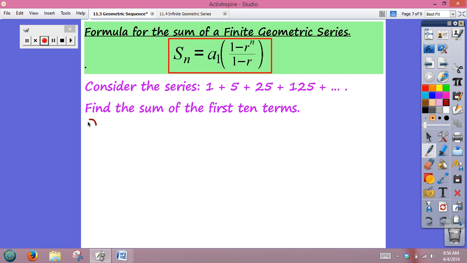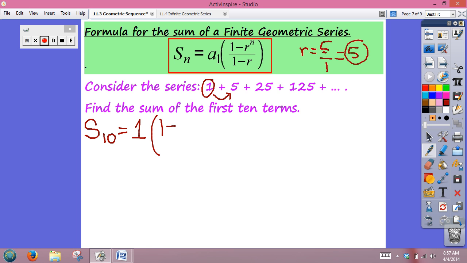So if we're finding the sum of the first 10 terms, that means we're finding S10, and that is going to be equal to a1, which is 1 in this case, times 1 minus, we need to find the ratio. How do we find the ratio? Remember, that is what we're doing in between each term to get to the next one. You can either say that r equals 5 divided by 1, which is 5, or you can notice that we're just multiplying times 5 each time to get the next term. So r equals 5.